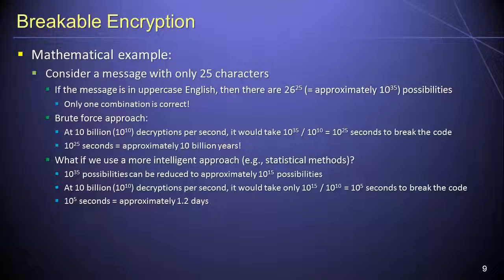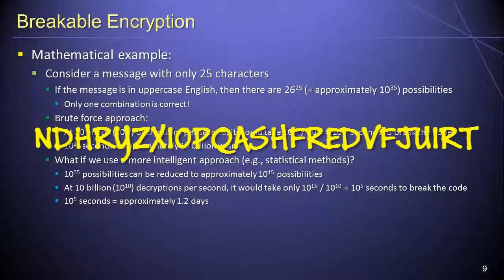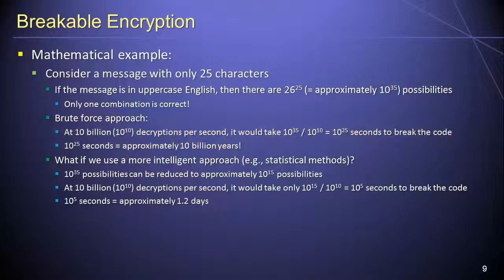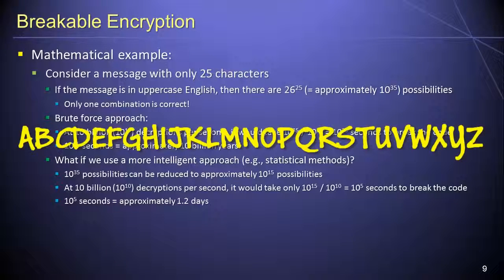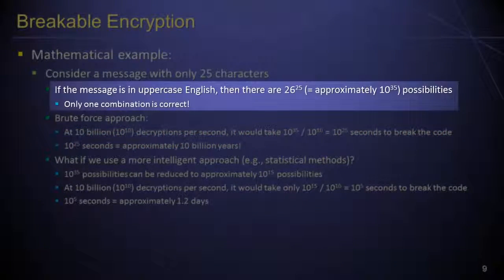Imagine that we want to break an encrypted message which is composed of only 25 characters. For the sake of simplicity, let's assume that the message is written in uppercase English, such that there are only 26 possible unique characters, that is, the uppercase English letters ranging from A to Z. In this scenario, there would be a total of 26 to the 25th power, or approximately 10 to the 35th power, possibilities for the message, with only one of these possibilities being correct.